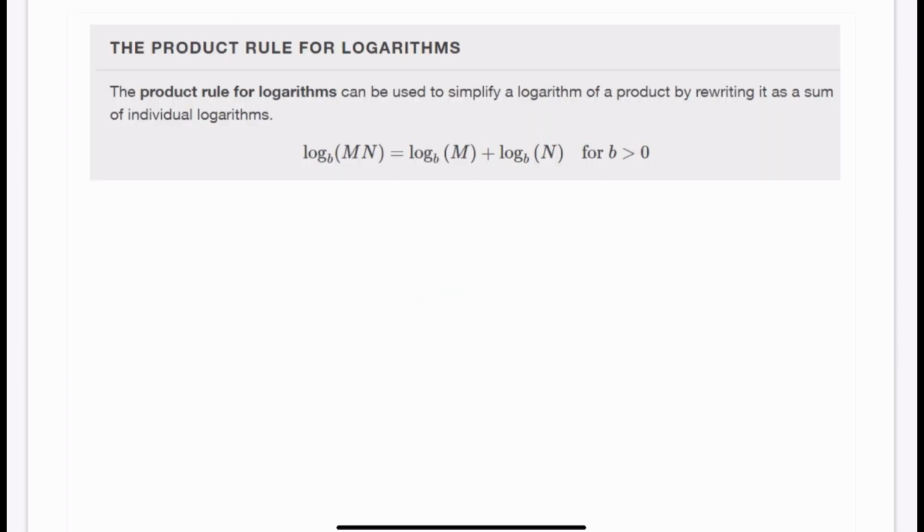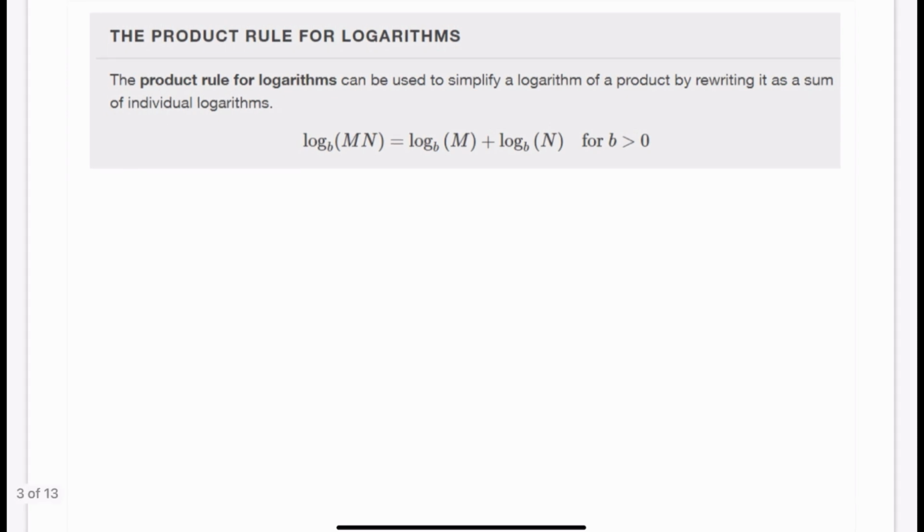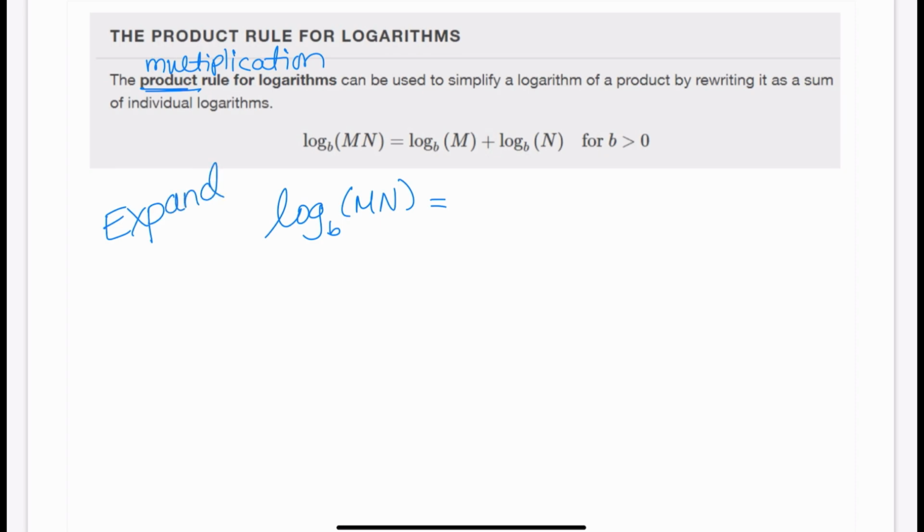Now what we're going to be doing is expanding according to 3 rules. We're going to go through the product rule, the quotient rule, and the power rule. Let's start first with the product rule. If you remember, product means multiplication. So that's important, because what we're doing is basically multiplying these two parts. So if you see the log base b of m times n, you're going to expand. That means you're going to rewrite this with a lot more terms as the log base b of m plus the log base b of n.